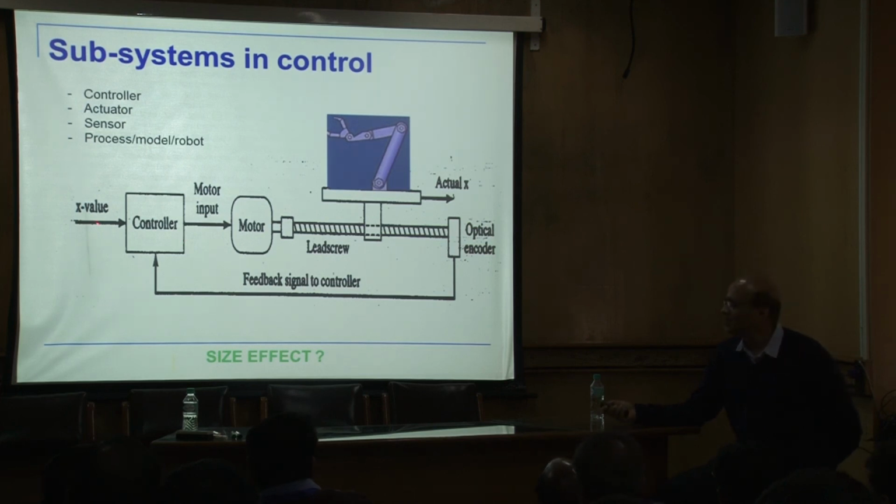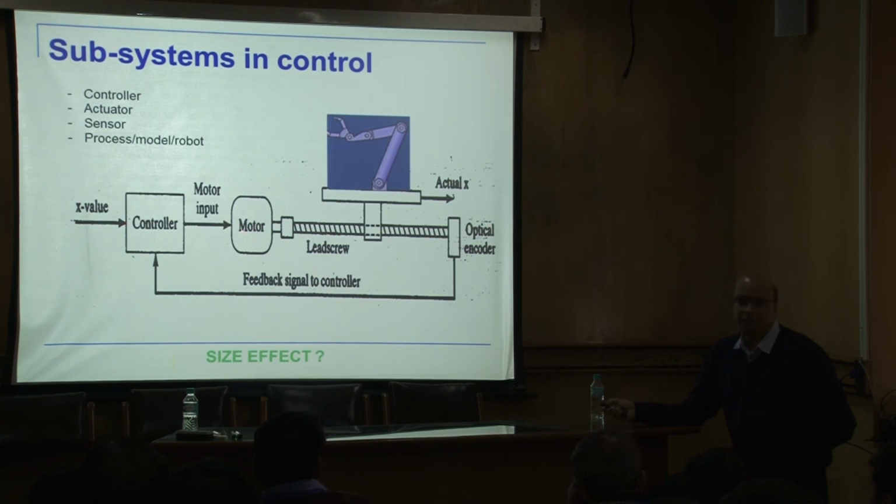It generates an error and then drives the actuator to make the error equal to 0. Okay? That is of course easier said than done, but that is how it works. That is the basic thing. Now in this feedback control system, or this feedback loop, we see that what is this and what is that.